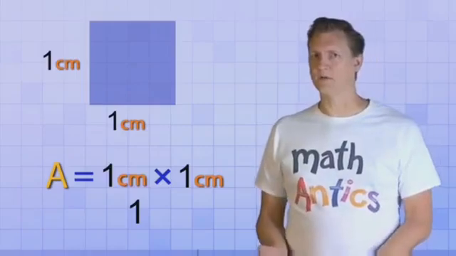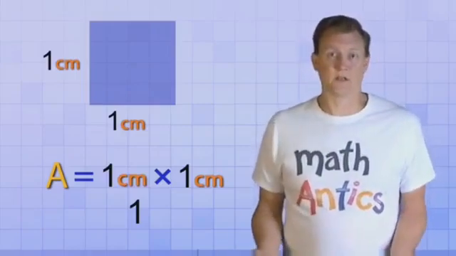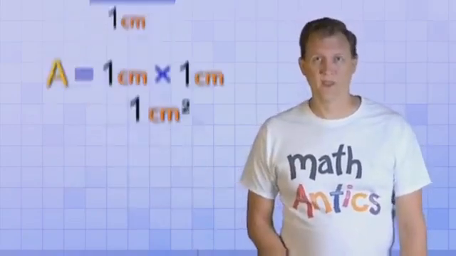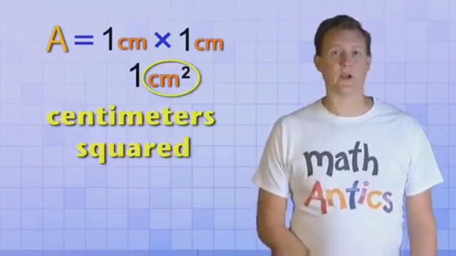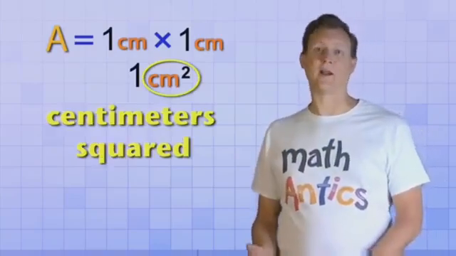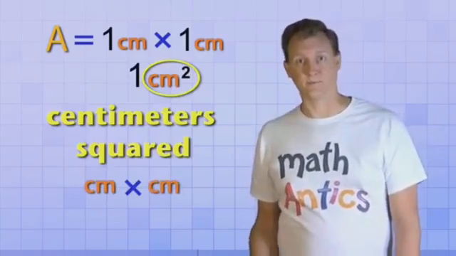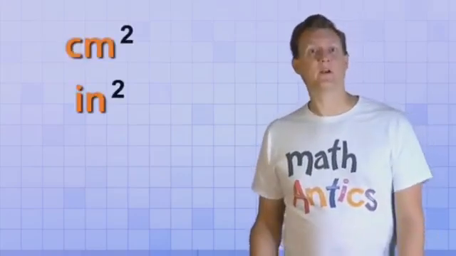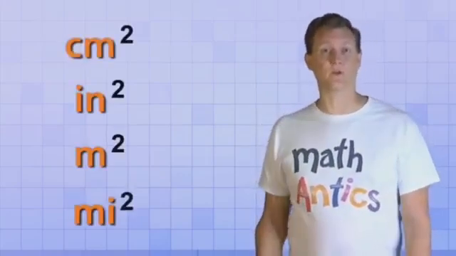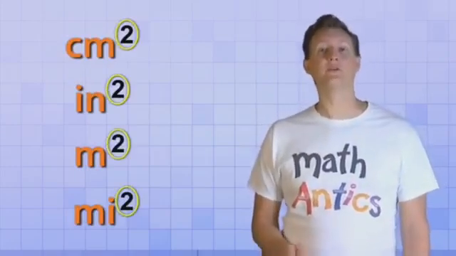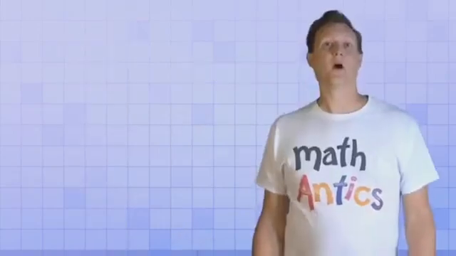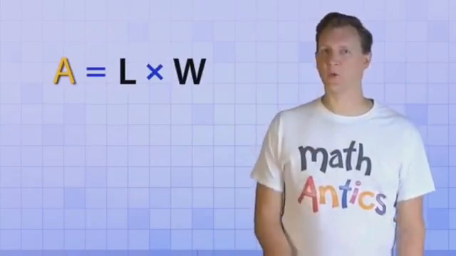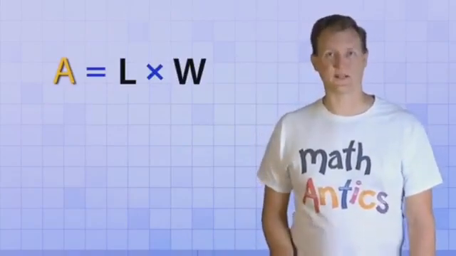Centimeter times centimeter just gives us square centimeters, which we can write like this using a 2 as an exponent. We read this as centimeters squared, and it's just a shorter way of writing centimeter times centimeter. So whenever you see units like centimeters squared, or inches squared, or meters squared, or miles squared, you know it's a measurement of the two-dimensional quantity area. Okay, our formula, area equals length times width, worked for our square. Now let's see if it works for a rectangle.